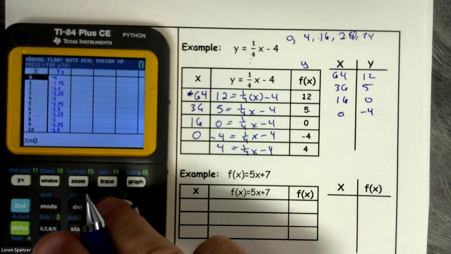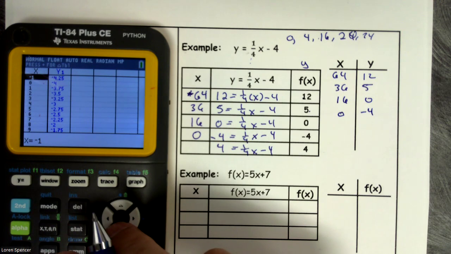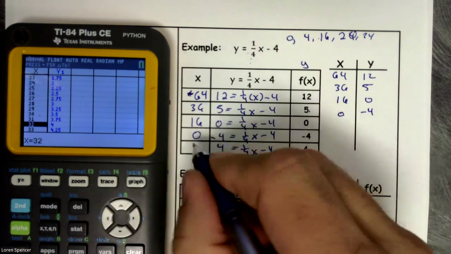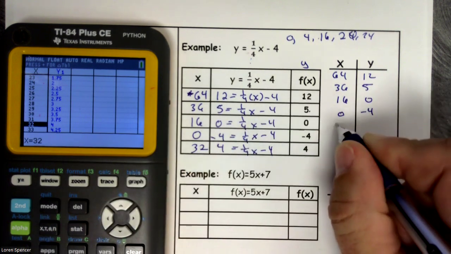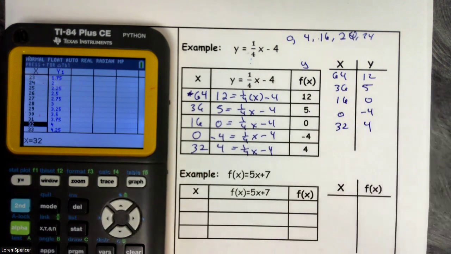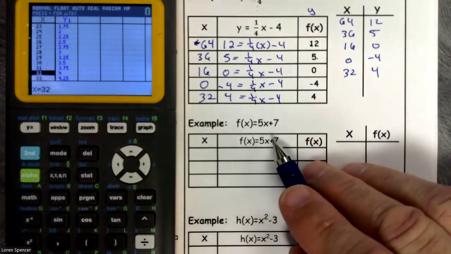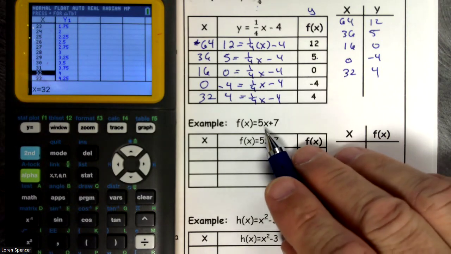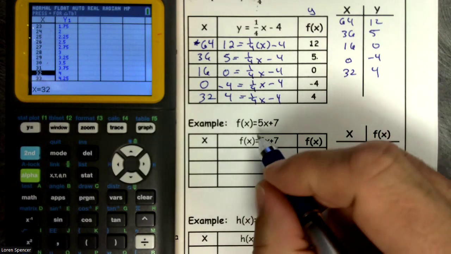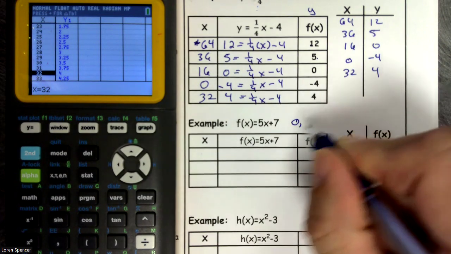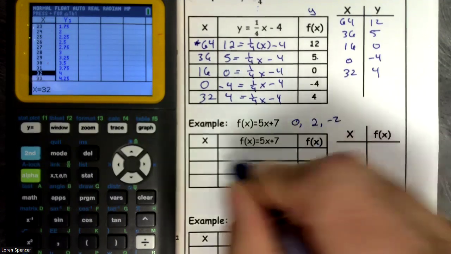And then if we keep scrolling till we get to +4, we find out that this is 32. All right. The next one doesn't have a fraction. And if it doesn't have a fraction, you're going to want to have a positive and a negative. I would recommend going, hey, you know what? Let's go, and always have 0. So how about 0, 2, and -2?